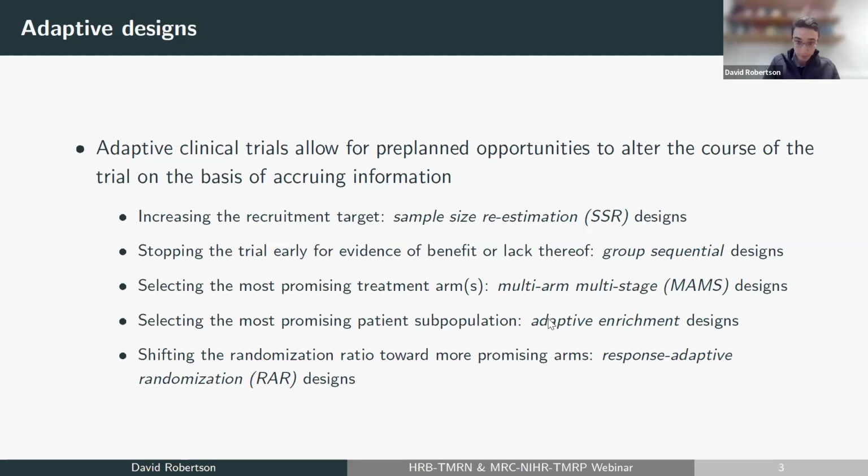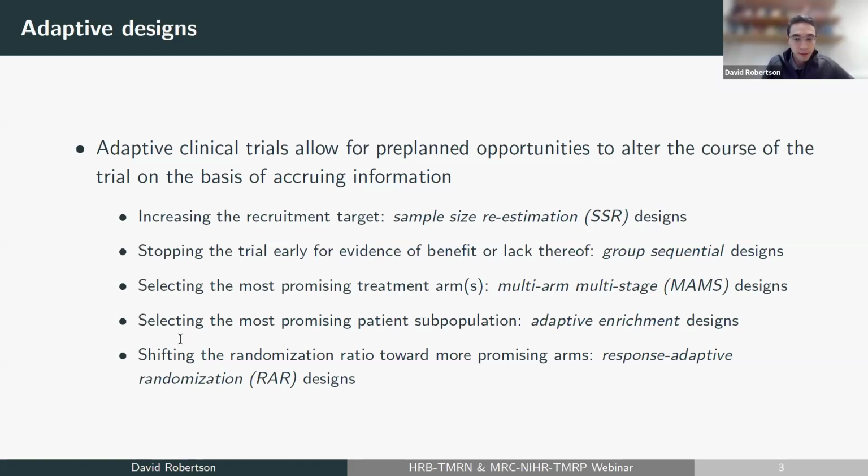So in no particular order, you could increase the recruitment target, which is known as sample size re-estimation or reassessment design. And perhaps the most commonly seen in practice is stopping the trial early, or having the possibility of stopping the trial early for clear evidence of benefit or lack thereof, known as group sequential designs. A generalization of that is when you're simultaneously testing multiple treatments within a trial and you want to select the most promising treatment arms. So that's multi-arm, multi-stage or MAMS design.